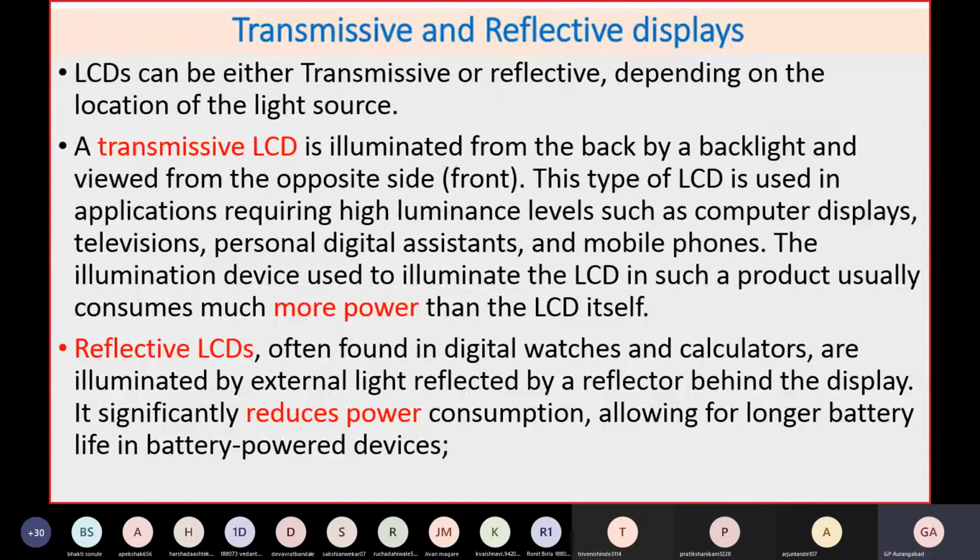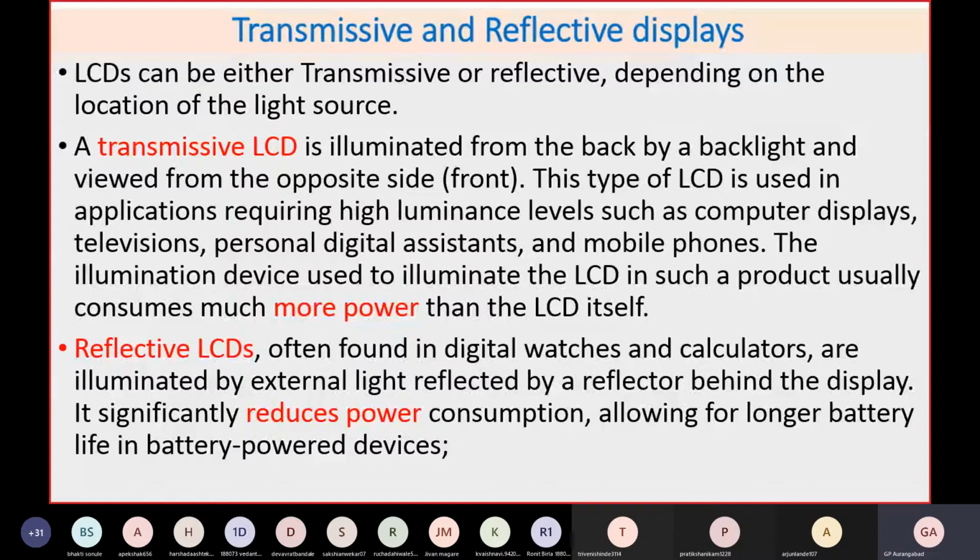When you say reflective type LCD, you might have seen this type of display mostly in watches and calculators, where they are illuminated by external light reflected by a reflector behind the display. That means light is directly incident onto a reflector, and then it requires very low power, and hence longer battery life is there for such devices.